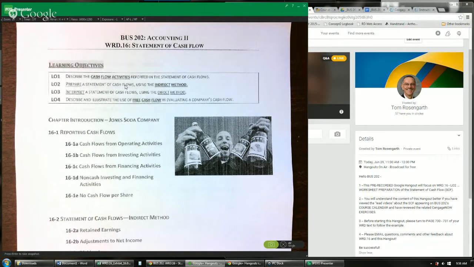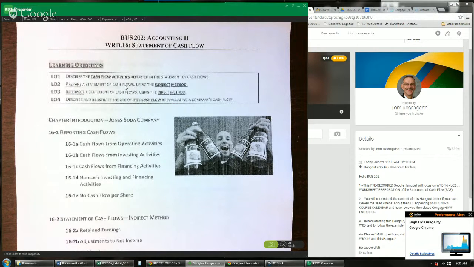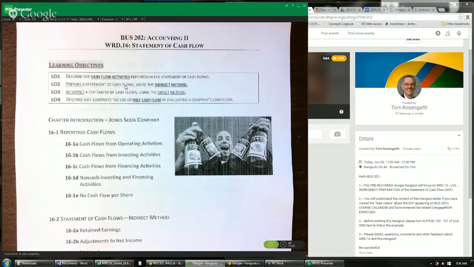Secondly, which is the main focus of this Hangout, is Learning Objective 2, prepare a statement of cash flows using the indirect method. And what we're going to show you shortly is how to do an Excel spreadsheet. As you go through the chapter, it looks like there is a lot that you need to memorize. I don't do that, and I don't want you to do that, but I'd like to show you a method that is straightforward, that allows you not to memorize and still get the statement of cash flows right.